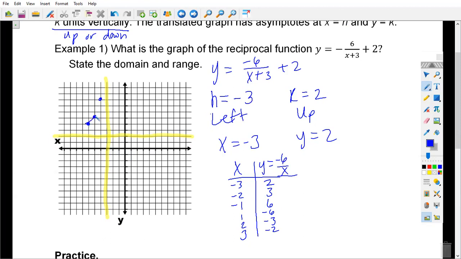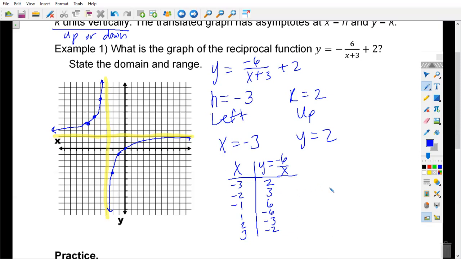And then I'm going to just plot them. I'm going to do the same thing with the other values. So I'm going to go right 1 and down 6. 1, 2, 3, 4, 5, 6. I'm going to go right 2 and down 3. 1, 2, 3. I'm going to go right 3 and down 2. And then do my best to not touch that. Good, don't touch. Okay. There's my graph.